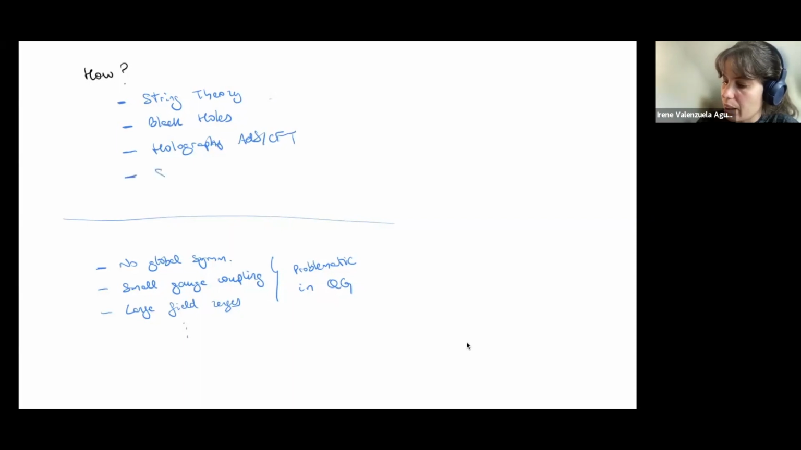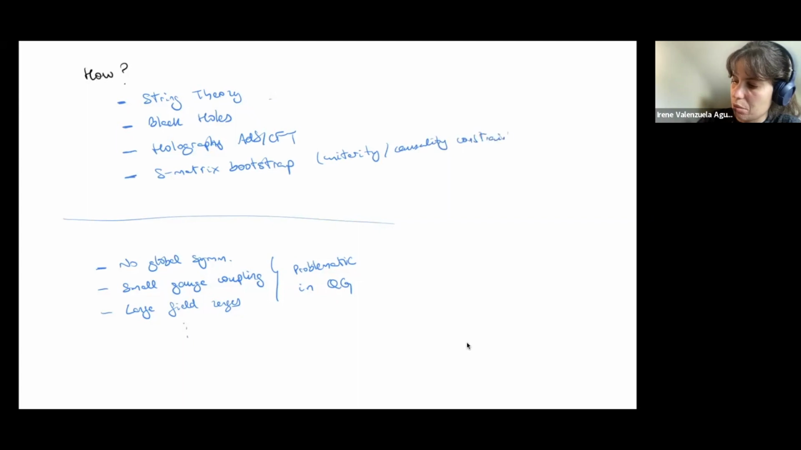And you can also think of it like a matrix bootstrap, in the sense that you impose unitarity and causality constraints on the UV completions and try to see what unitarity and causality imply at low energy. So these are all different approaches that you have. And it's only when we have some pattern and find evidence for it from different approaches, from string theory, from black hole physics, holography, and so on, that we promote this pattern to a conjecture, and we believe this is a general feature of quantum gravity.